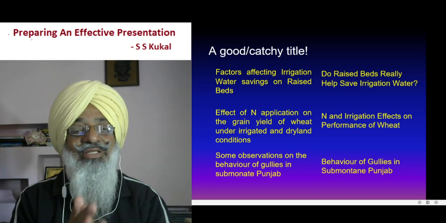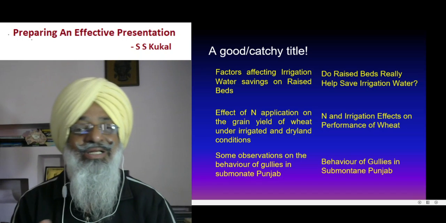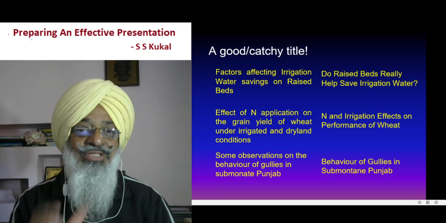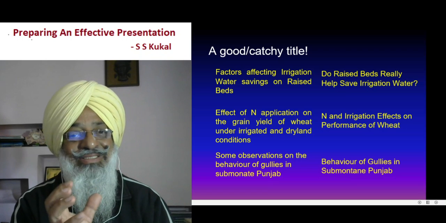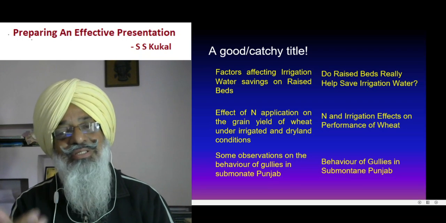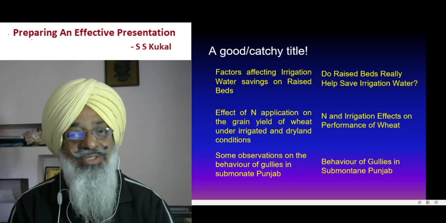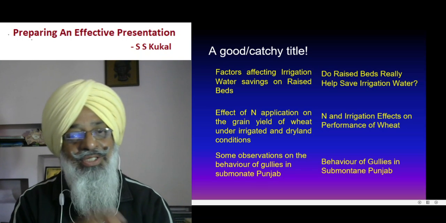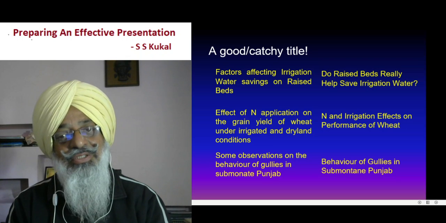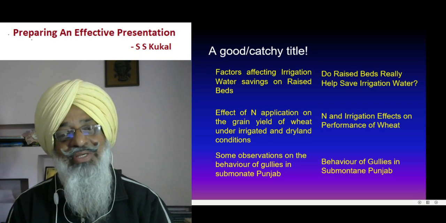Similarly, another title: Effect of nitrogen application on grain yield of wheat under irrigated and dry land conditions. Now, this is a bit lengthy title, and as I said, never start your title with effect of. You can simply write: Nitrogen and irrigation effects on performance of wheat. Now, grain yield of wheat, irrigated and dry land conditions. So, we are comparing irrigated versus dry land. So, better: irrigation effects.